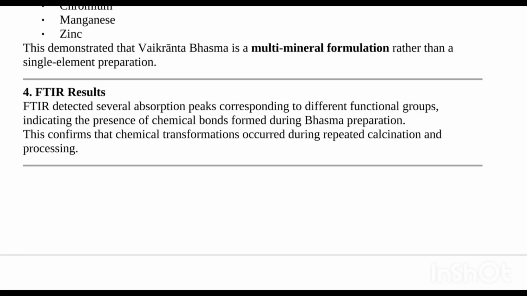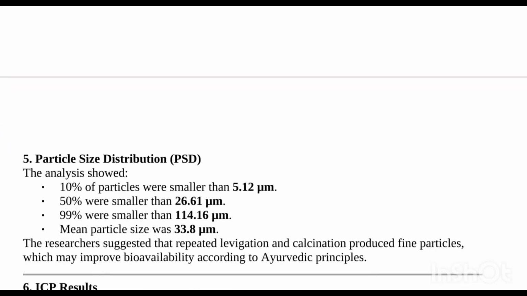In FTIR, the results detected several absorption peaks corresponding to different functional groups, which indicates the presence of chemical bonds formed during bhasma preparation. This confirms the chemical transformation occurring during repeated calcination and processing.